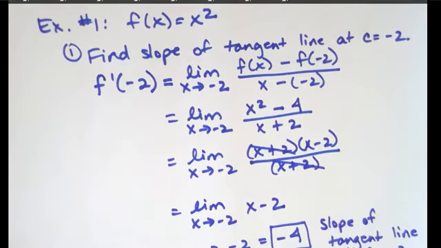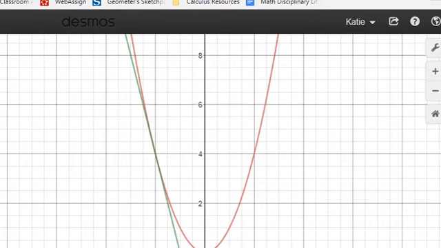So if we wanted to understand what this means on a graph, here we have our parabola, y equals x squared, and the green line is the tangent line. And notice at negative 2, 4, your tangent line is touching your graph at one place, and we can see that this line has a slope of down 4 over 1. So a slope of negative 4, excuse me.